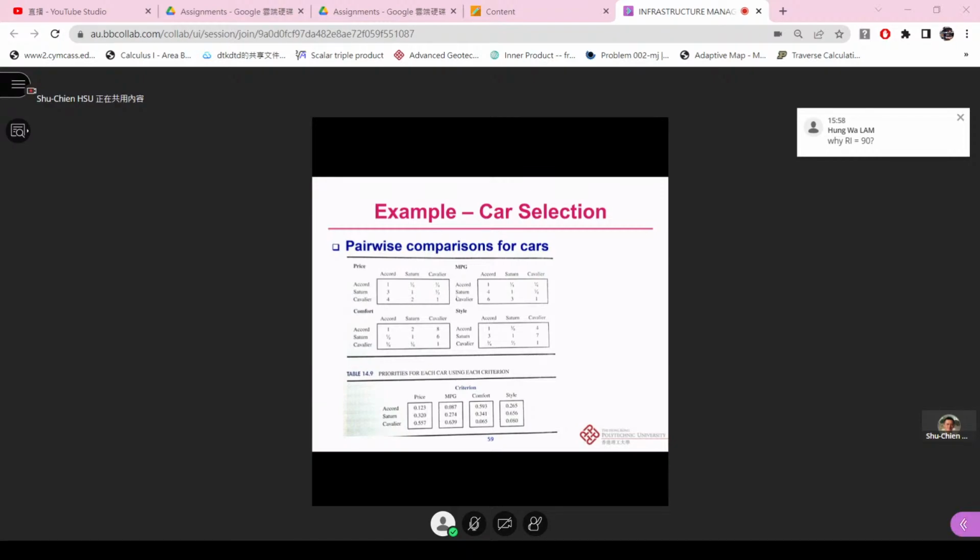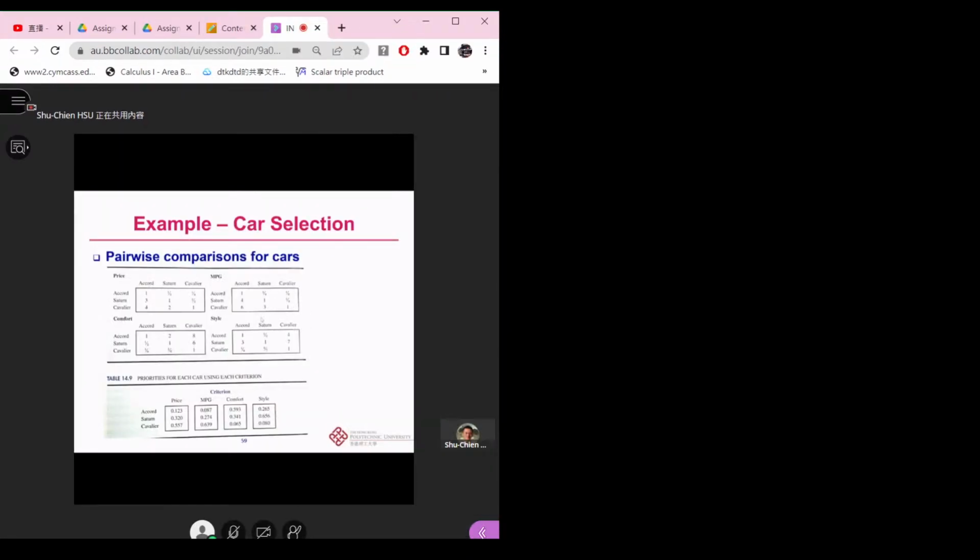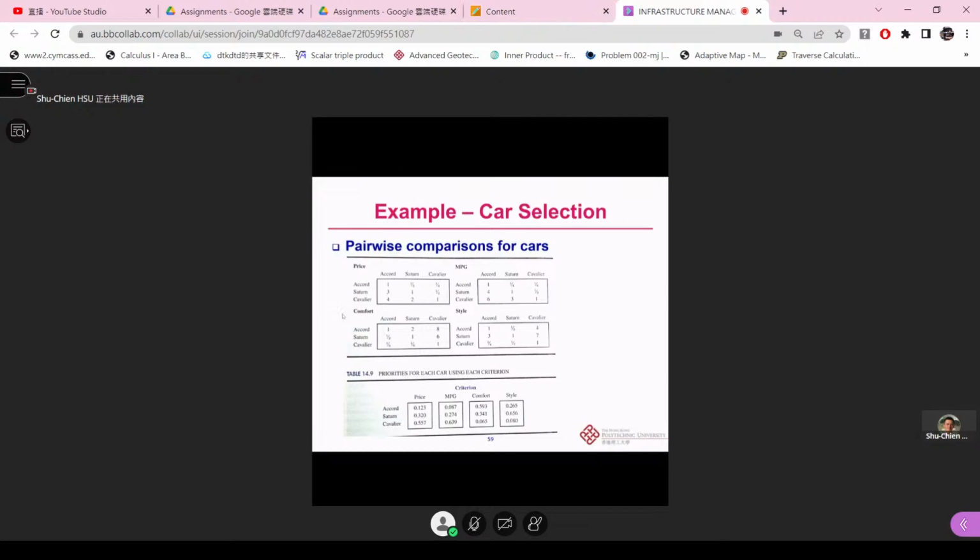And then MPG, also like the Cavalier because it has the better fuel efficiency. So it's like 6 versus Accord, 3 versus Saturn. Like Saturn is 4 versus Accord, right? And for the comfort, the Accord is the most comfortable one and it has a more deluxe interior.